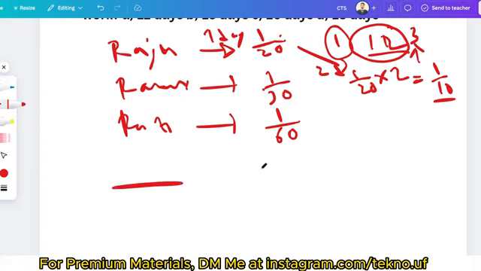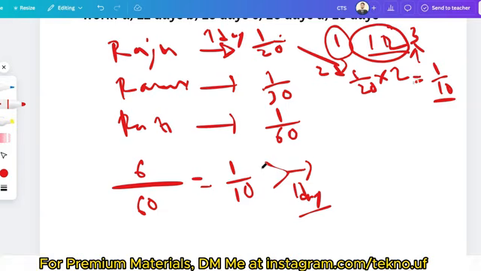If you have not watched the previous video, then please watch that, because I have told how to get all the LCMs in a shortcut way. Okay, so 60 is the LCM. If you just calculate, this will become 1 by 10. So on the third day, all of them will work and do 1 by 10 amount of work in one day alone.